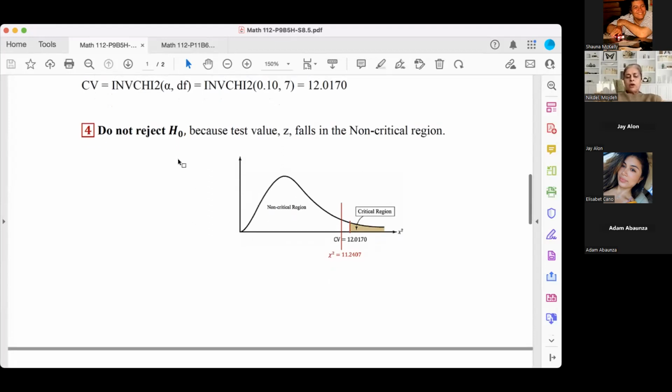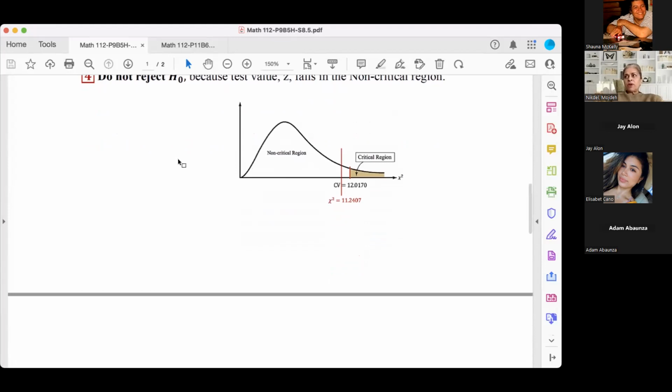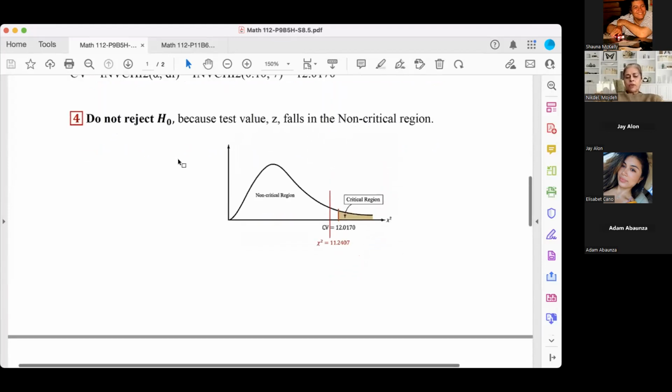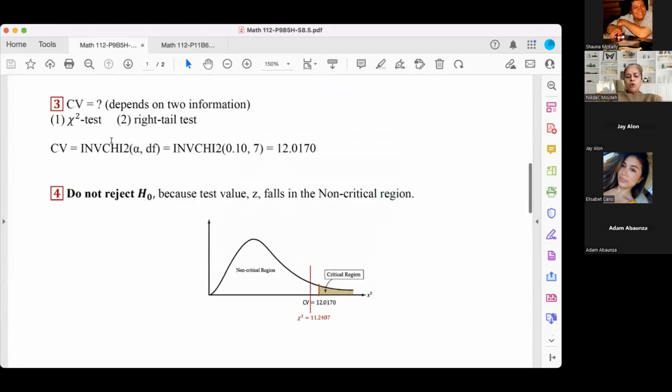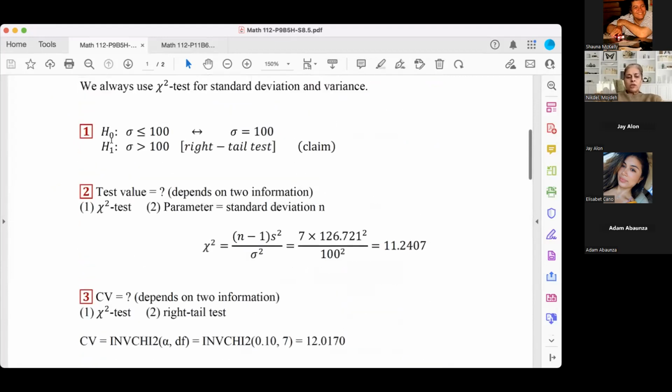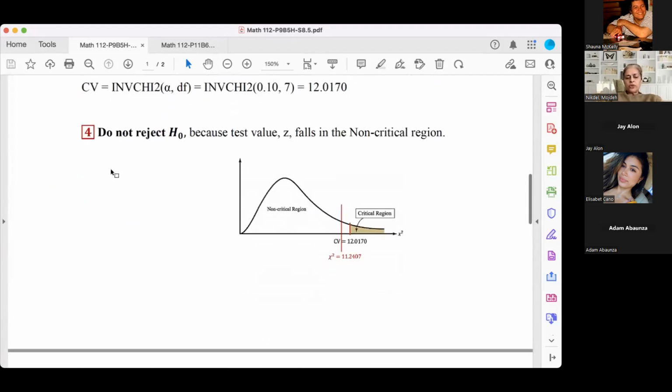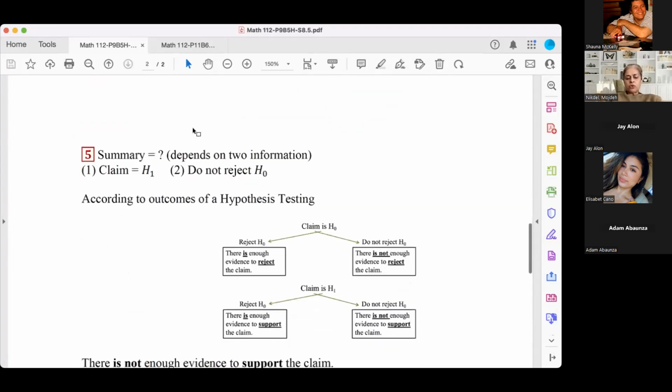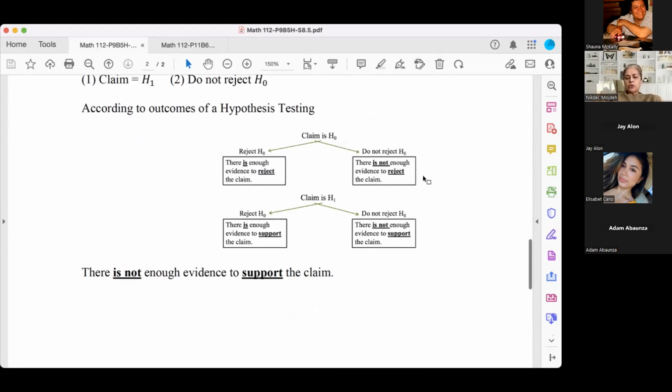Now, the last step is the summary. You have to know what your claim was. The claim was your H1, and you did not reject null. So I go to my outcome of hypothesis testing. Claim was H1 from step 1, and from step 4, I did not reject null. So there is not enough evidence to support the claim, and here is the sentence.